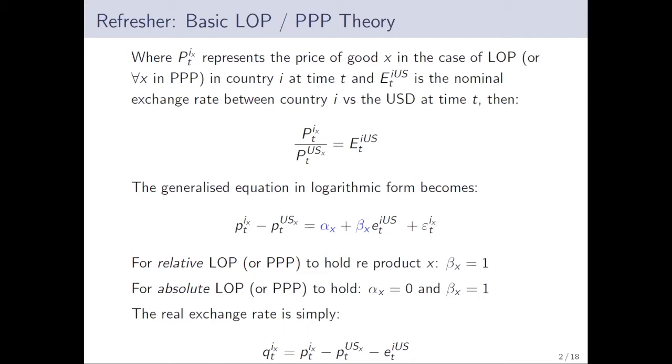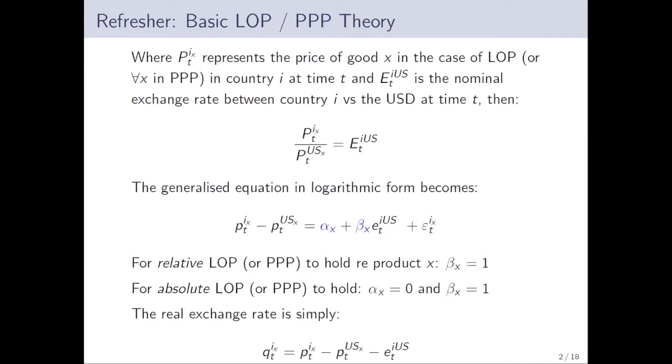We can now reformulate this theory as a generalized equation in logarithmic form, and by adding alpha and beta parameters, we can express it as an estimatable equation. That is, the difference between the logarithmic domestic price and foreign or US price should equal an alpha parameter plus beta times the logarithmic nominal exchange rate plus an error term.